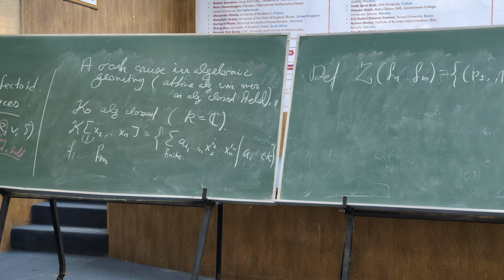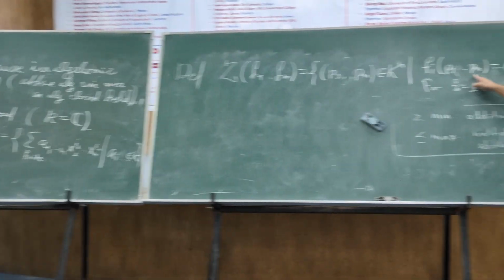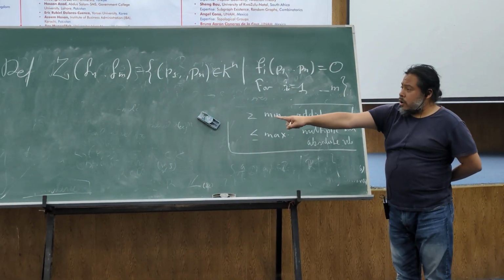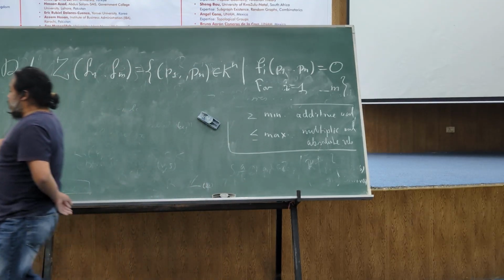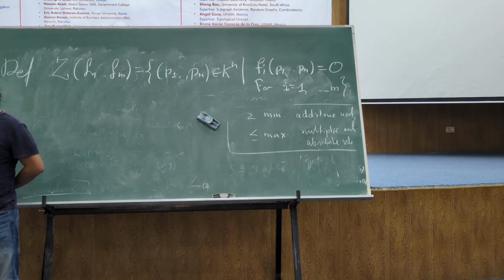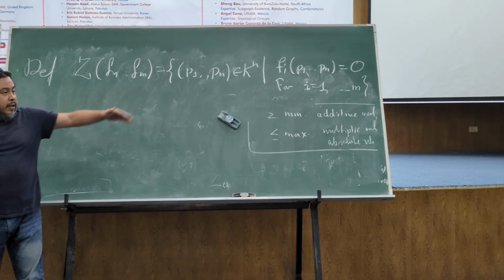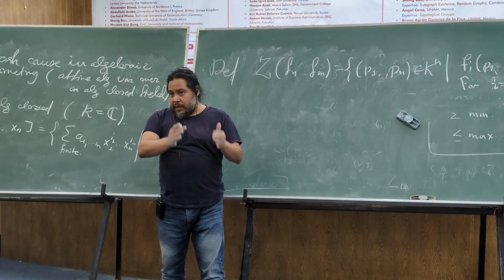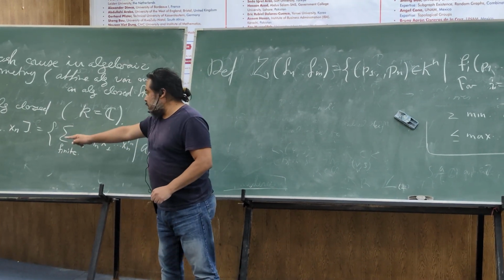So this is the zero set of the family F1 up to Fm, and it's still not a variety, just the zero set of a finite family of polynomials. This just means that you are replacing x1 by p1 up to xn by pn. You are plugging the points in, and computing the result of this finite sum. And if this is 0, then you put that point there, if it's 0 for all the polynomials that you are considering.